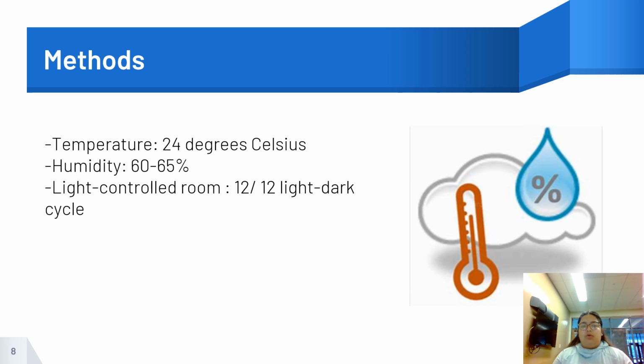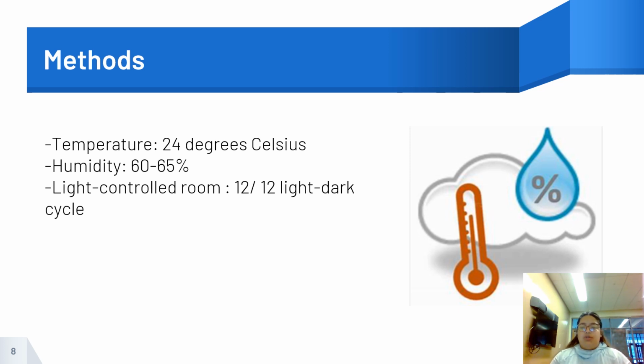Animals were caged individually at a temperature of 24 degrees Celsius, plus or minus one. The humidity had to be between 60 to 65%. And they were in a light-controlled room with a 12-12 light-dark cycle, meaning that they were in complete darkness for 12 hours, and the other 12 hours they had light. The food and water were also controlled. They were all being fed the same food.